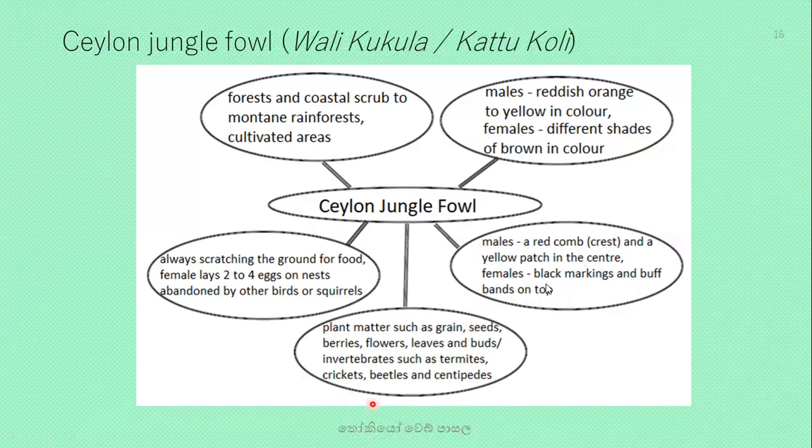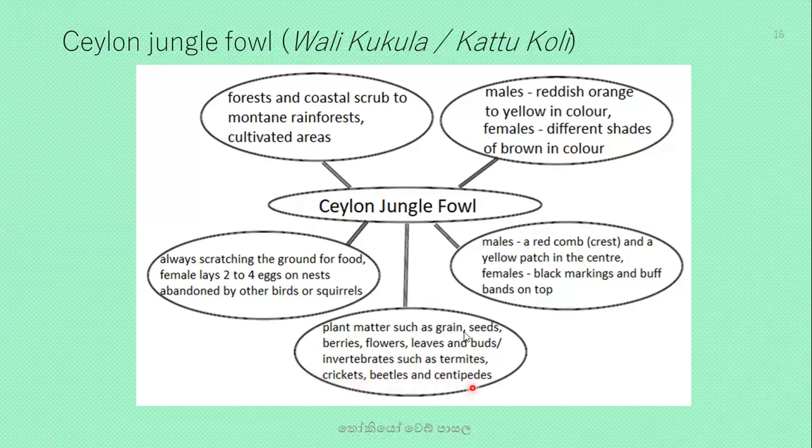Females ලාගේ තියෙන black markings and buff bands on top, right? ඒ කියන්නේ යාළගේ ඔළුව උඩ black කළු පාට පාරවල් තමයි තියෙන්නේ. Right? The next one is what do they eat? මොනවද යාලා කන්නේ? So what they eat is plant matter. ඒ කියන්නේ ශාකමය දේවල් තමයි ආහාර වලට ගන්නෙ.